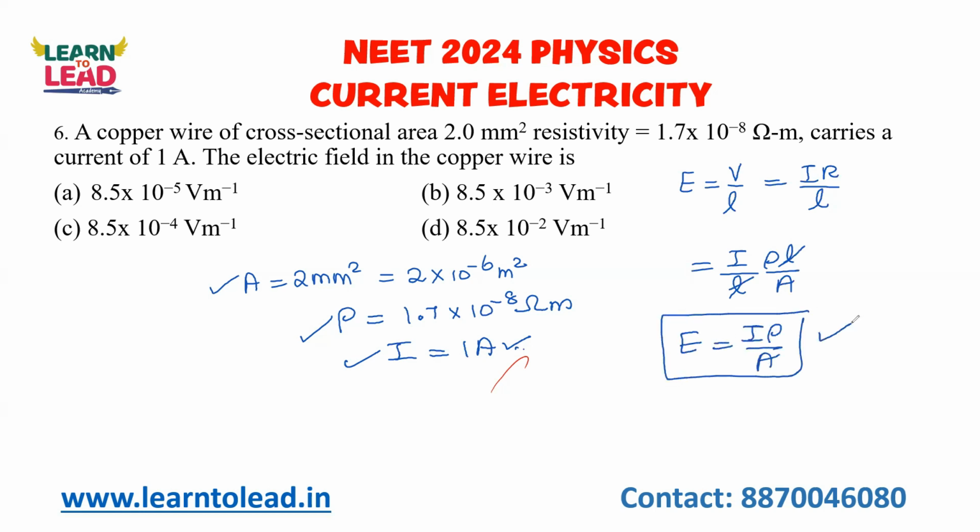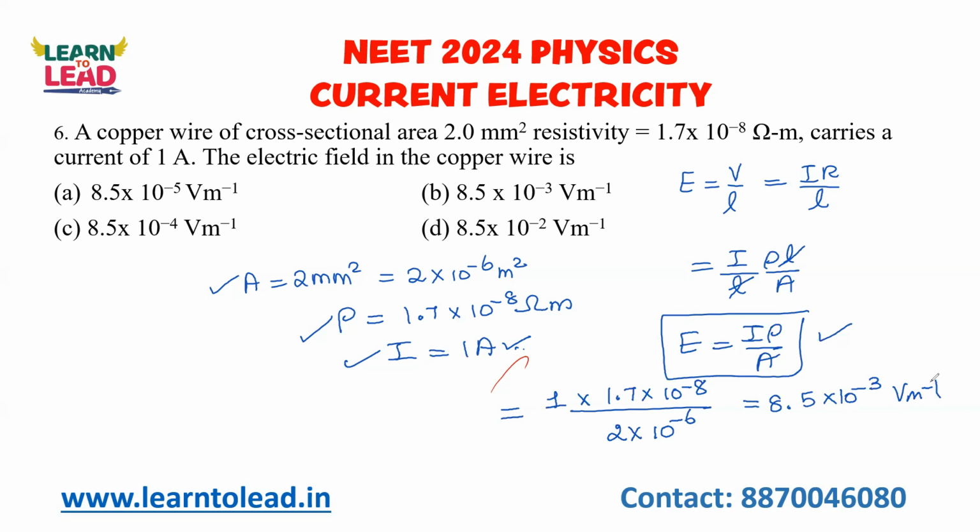Not only should you remember that electric field is equal to voltage per unit length, you should also remember the other formula, E is equal to I rho by A. What is the value of I? 1 ampere, and rho is 1.7 into 10 to the power minus 8, divided by area, 2 into 10 to the power minus 6. If you solve this, you'll get 8.5 into 10 to the power minus 3 volt per meter as your answer.